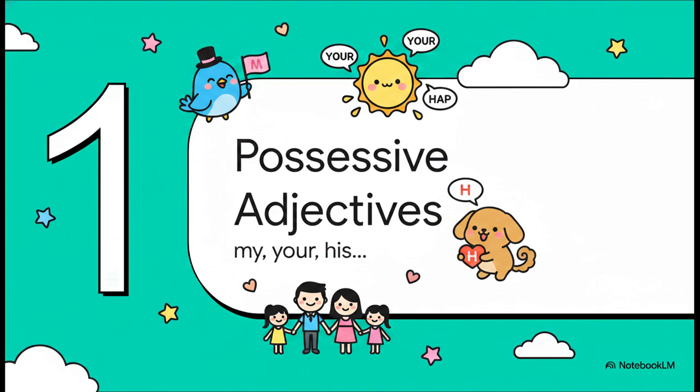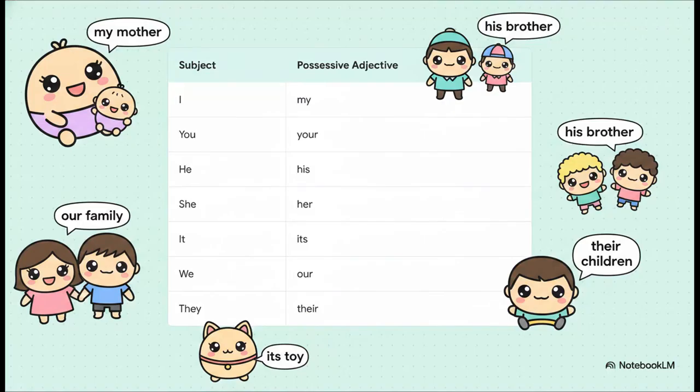Let's start with part one, which is all about possessive adjectives. And don't worry about the big name. These are just super common, super useful words like my, your, and his. Take a look at this table. You can see that for every person, like I or you or he, there's a matching possessive word. So I becomes my, you becomes your, and so on. The number one most important rule to remember is that these words always go before the noun, before the person or thing. So we say my mother or his brother.